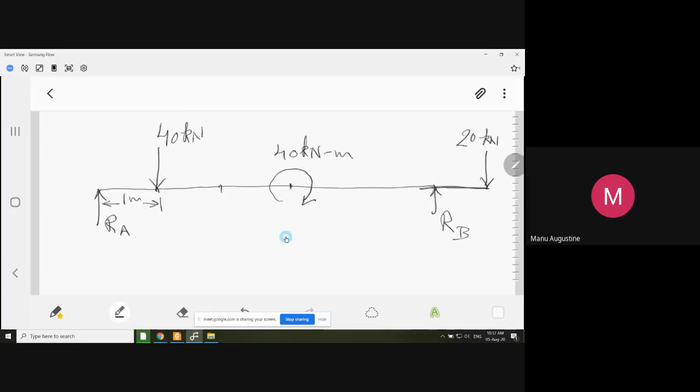Now this is your figure. So the first thing that you have to do whenever you encounter problems like these is to convert any UDL that is given to you. Koi bhi UDL de rakha ho, usko pehle simplify karke rakh lo.